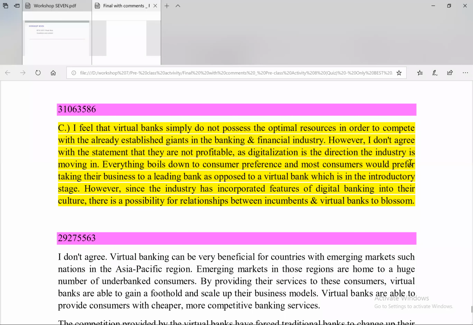However, I don't agree with they are not profitable. And the industry is everything boils down to consumer preferences, and most consumers would prefer taking their business to leading banks as opposed to virtual banks, which are in the introductory stage. However, since the industry has incorporated features of digital banking into their culture, there is a possibility for a relationship between incumbents and virtual banks to blossom.